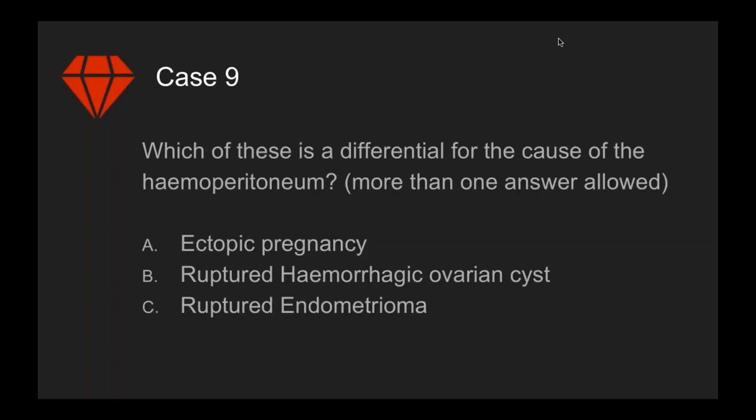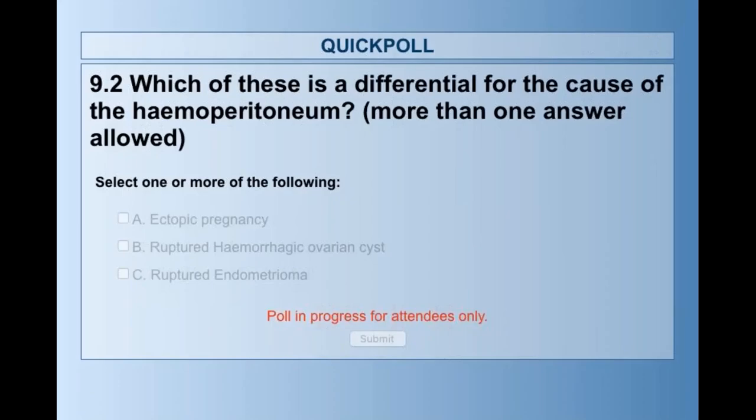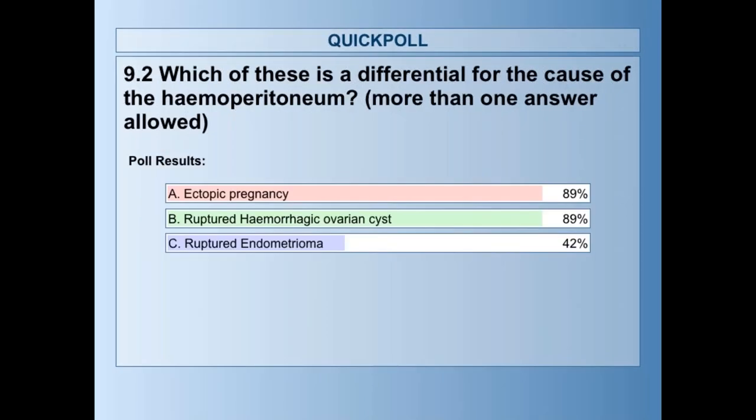let's may as well answer the second part of question 9, which is which of these is a differential in this particular patient? And you're allowed more than one answer. Okay, so this is a bit of a trick question, really, because all of these could lead to hemoperitoneum in a young woman. So actually, all of them are correct.